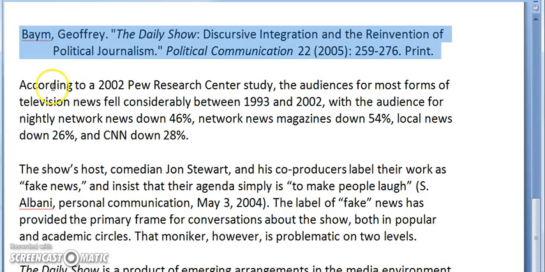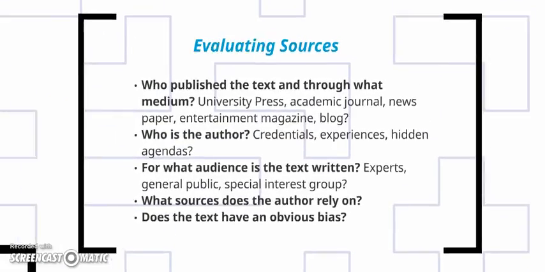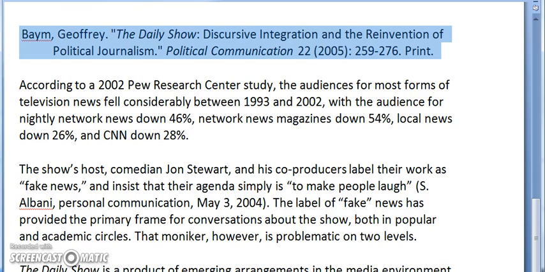Let's look at the first one. And as I read it, go back to this classificatory scheme, back to the BEAM: background, exhibit, argument, and method source, and try to figure out what each one of these examples is, which category it belongs to. So let's look at the first one.